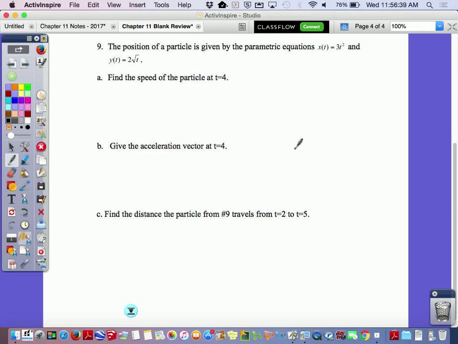Okay, question number 9. The position of a particle is given by the parametric equations x of t equals 3t squared and y of t equals 2 root t. Find the speed of the particle at t equals 4.